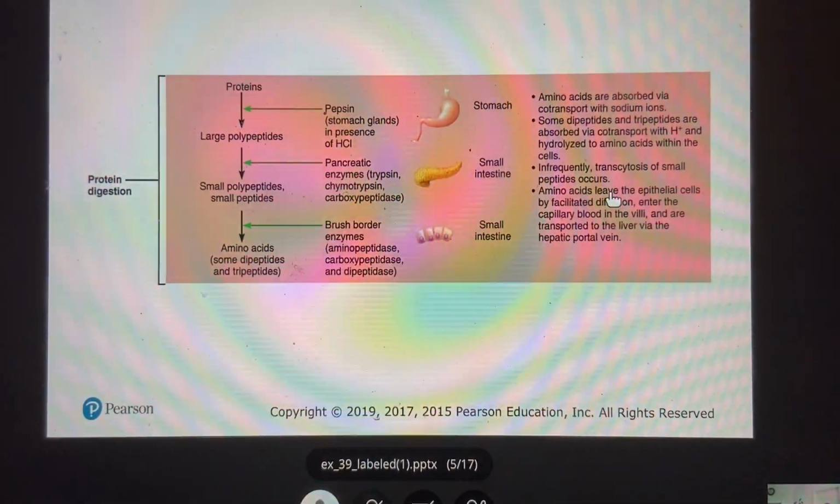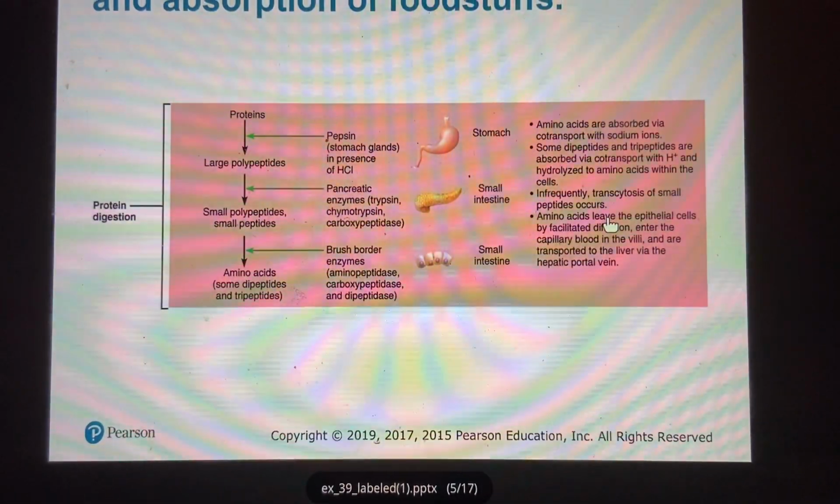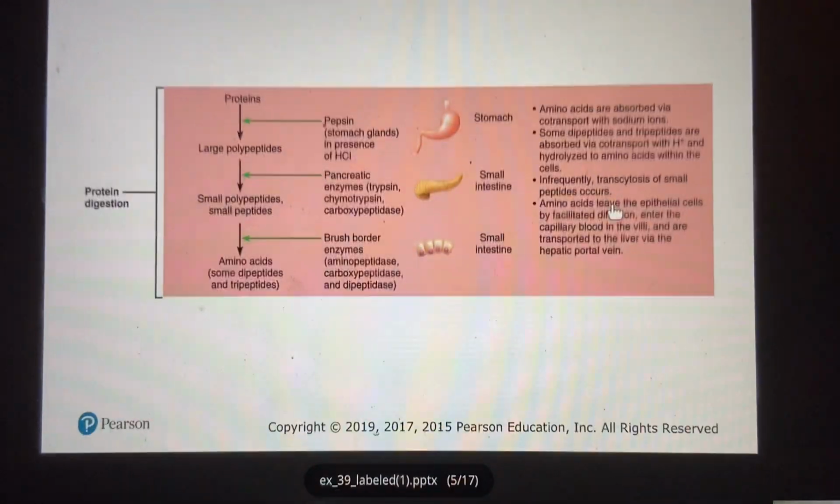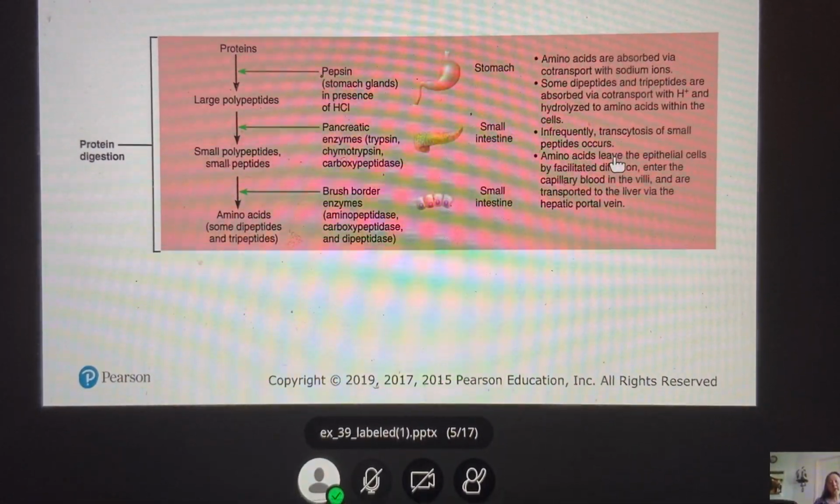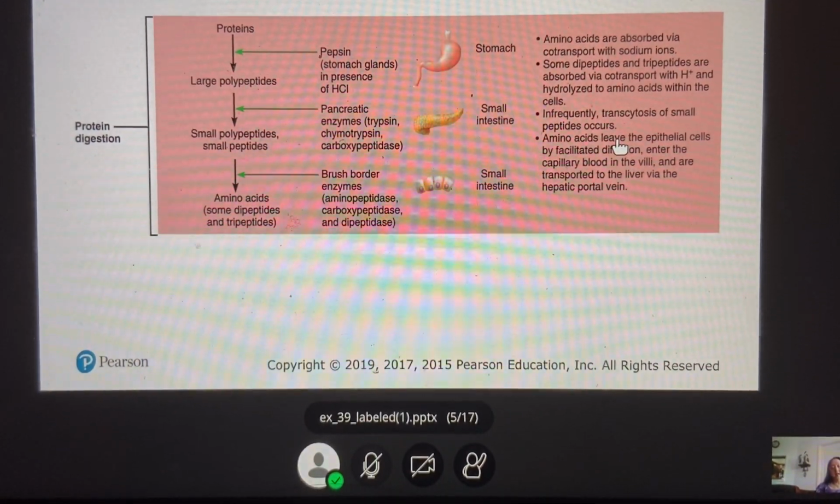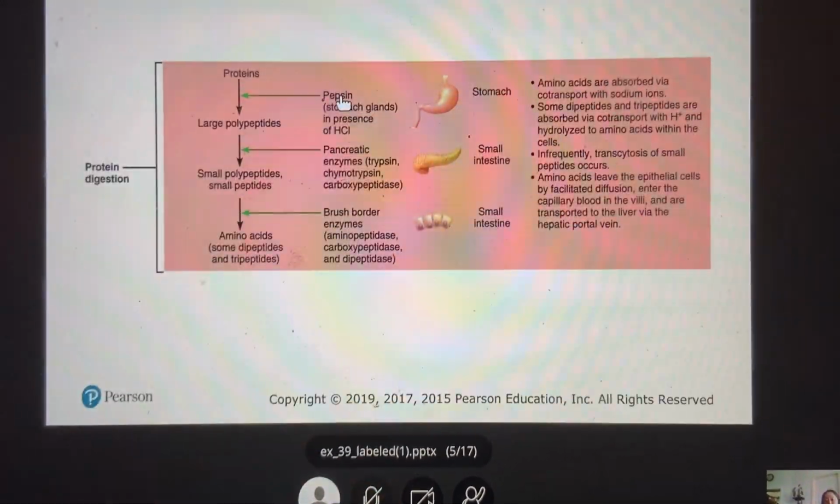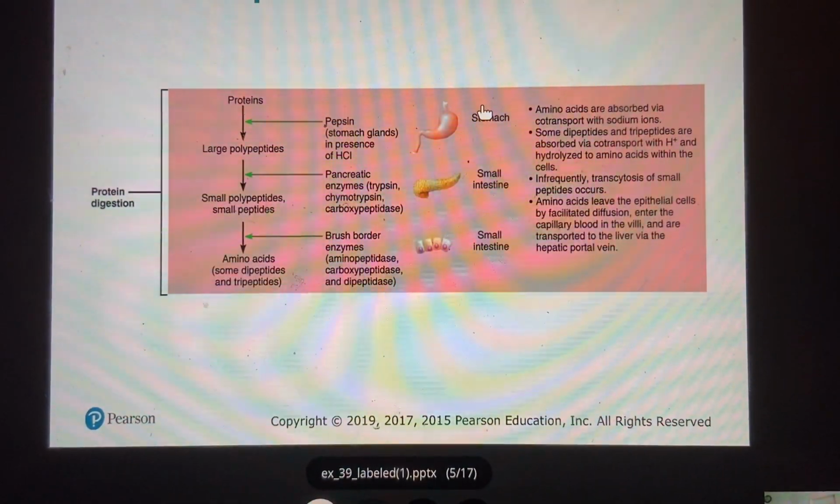Next, protein. The next we will digest is protein. Imagine that's the meat in the burger. So what is the enzyme? Pepsin, from the stomach glands.